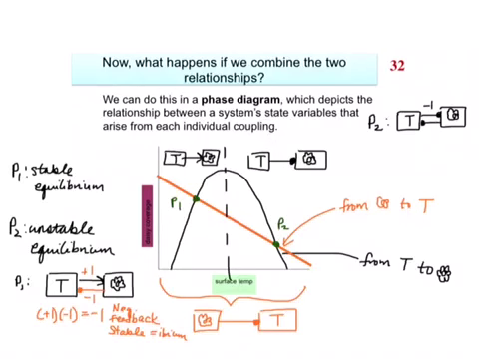So we have a -1 times a -1, which gives us a +1. So this is a positive feedback, which is destabilizing. So our equilibrium is an unstable equilibrium.